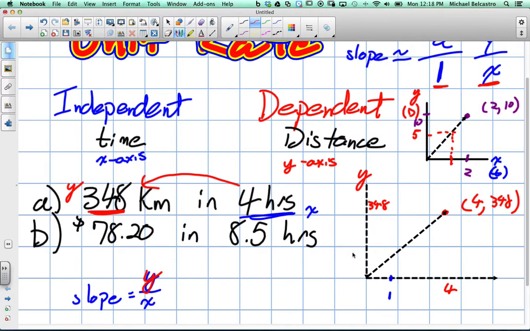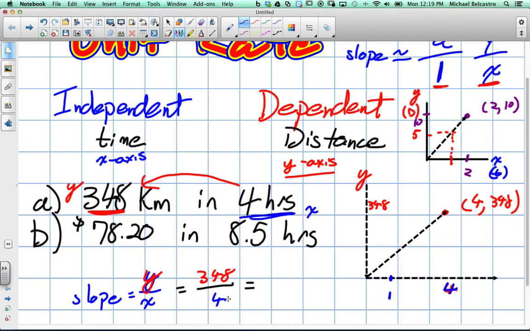So in this case, we're going to put our dependent, because y is our dependent. We'll put our 348. Okay, so I'll put that in red, 348, and we're going to divide it by our x value, and our x value, I should have put that in blue here, is 4 hours. Okay? And this is how we find unit rate. We don't have to do all this graphing with lines and stuff, but I'm trying to give you an idea so that you're going to link it to linear relationships later.